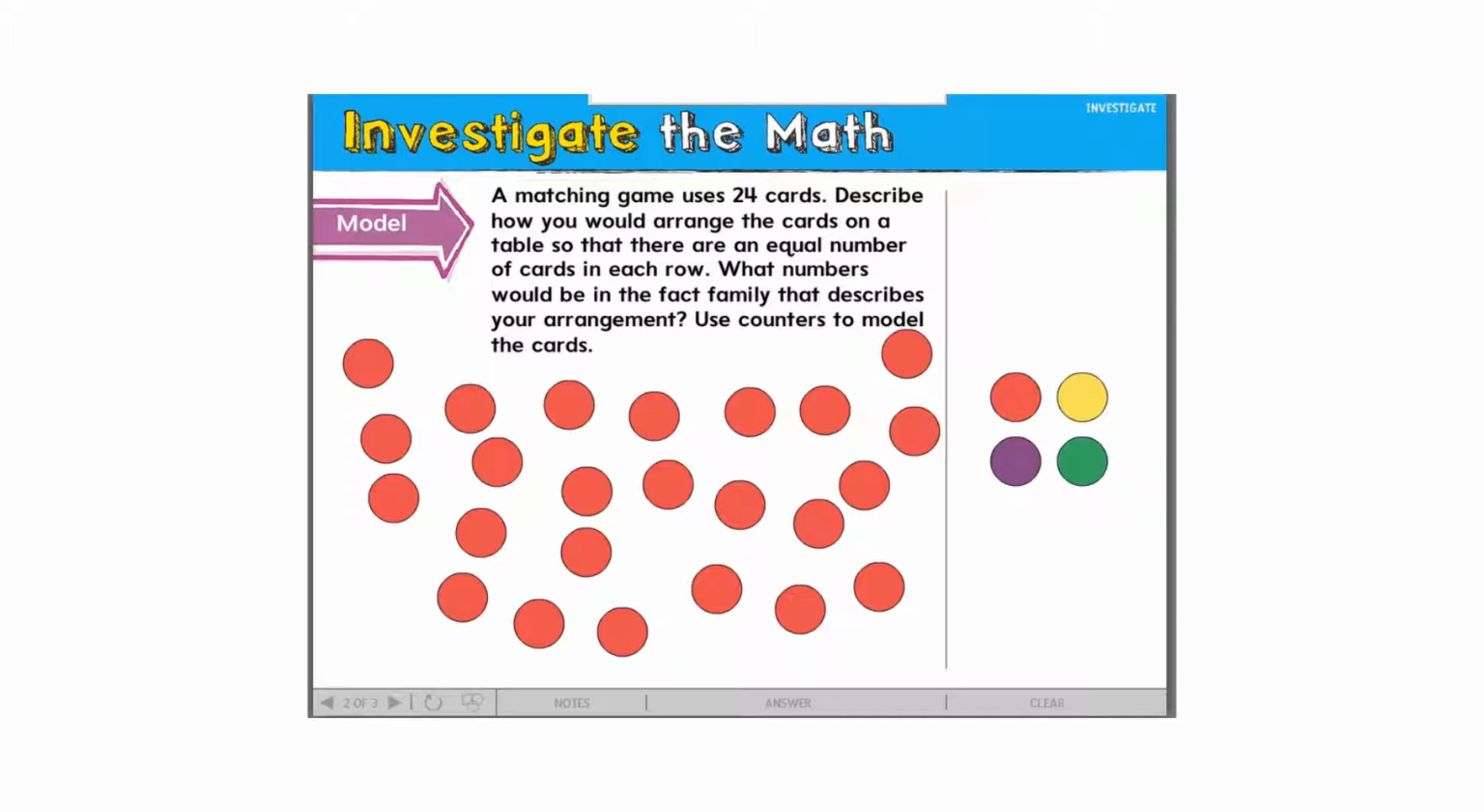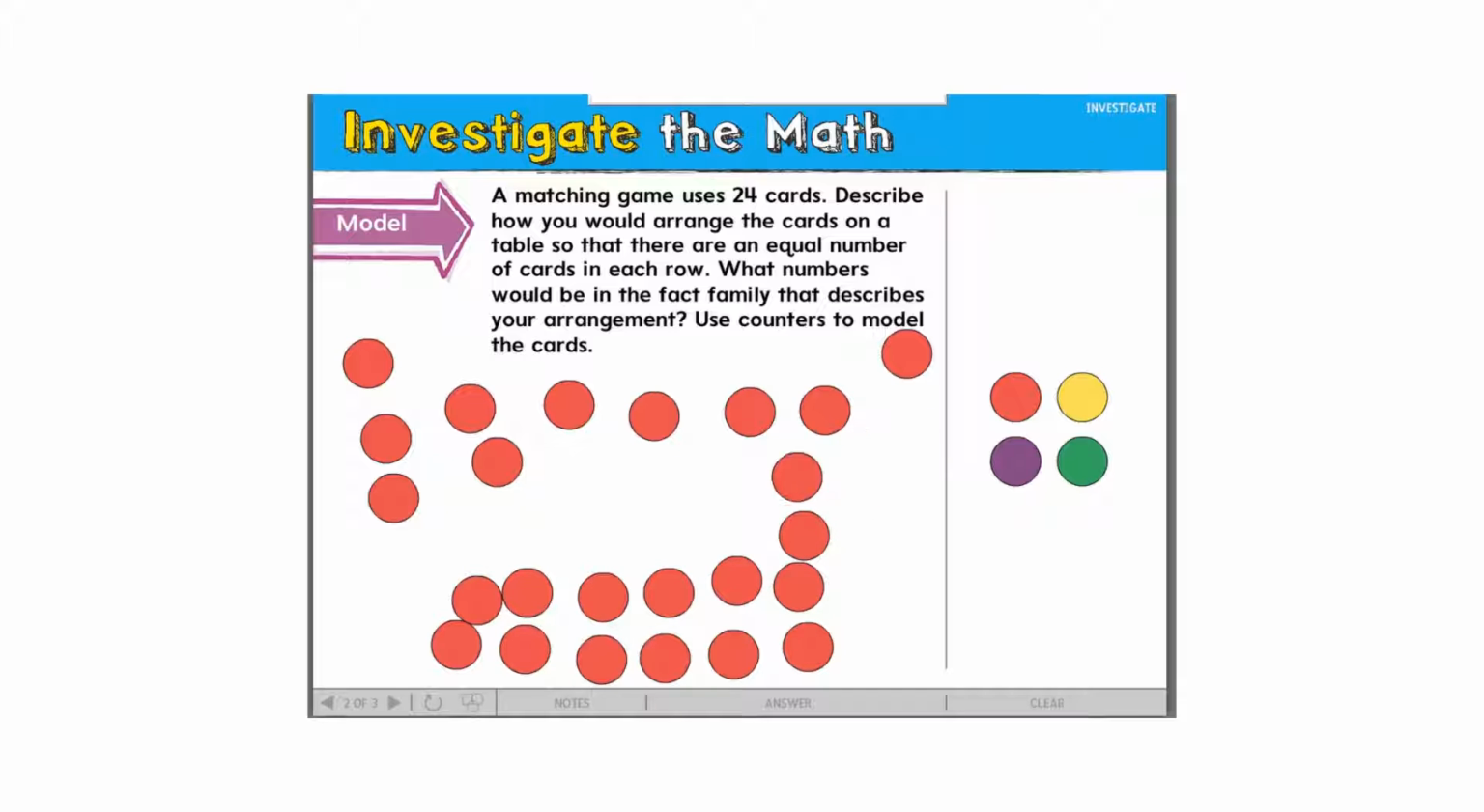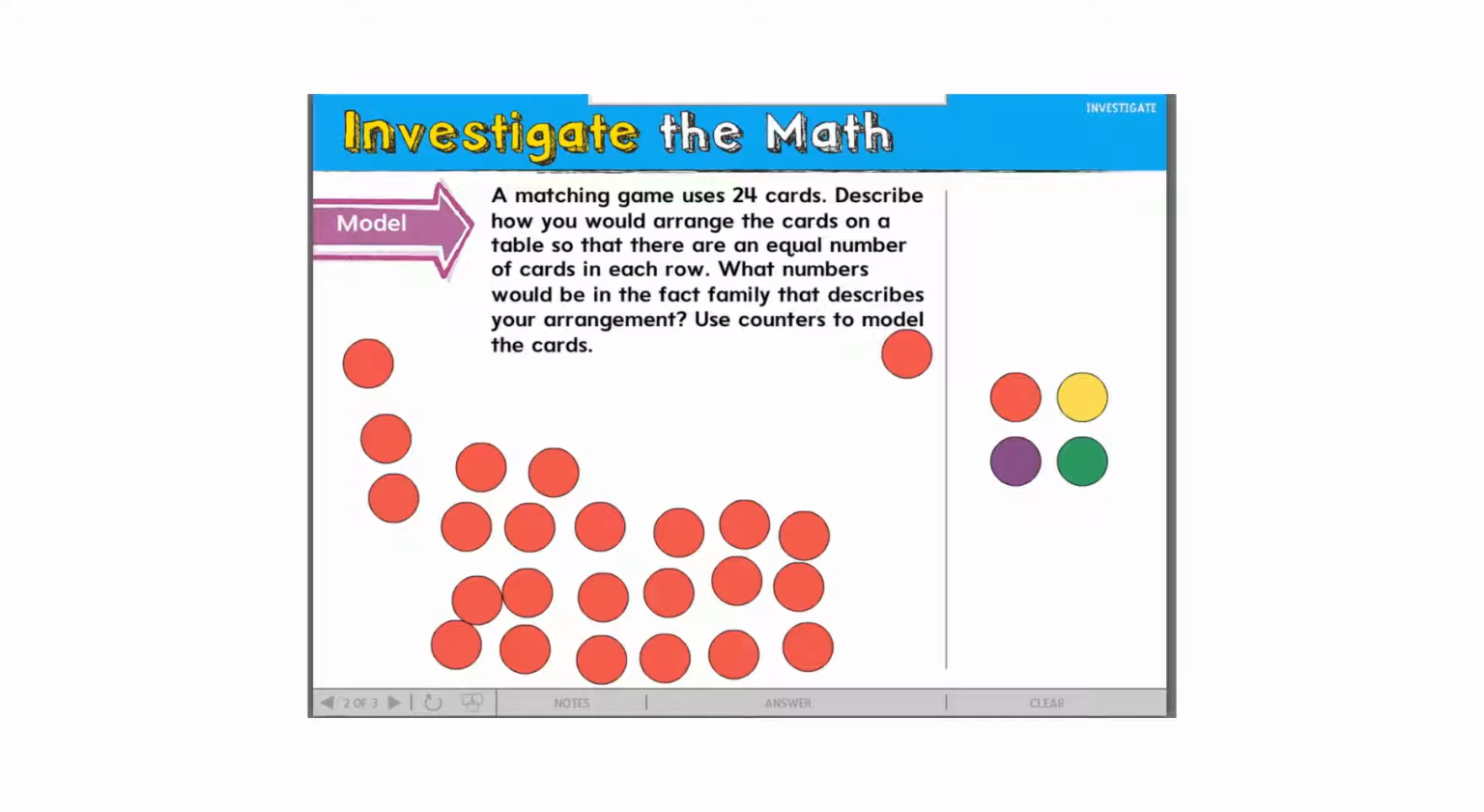So Angelina says if I make a row of 6, there's 6. If I make a bunch of rows of 6 like this, I would have 4 rows of 6. Do you guys agree? Yes. That sounds right. So your fact family would then be 6, 4, and 24. So you could do 6 times 4 is 24. 4 times 6 is 24. We could also use division. 24 divided by 6 is 4. 24 divided by 4 is 6.